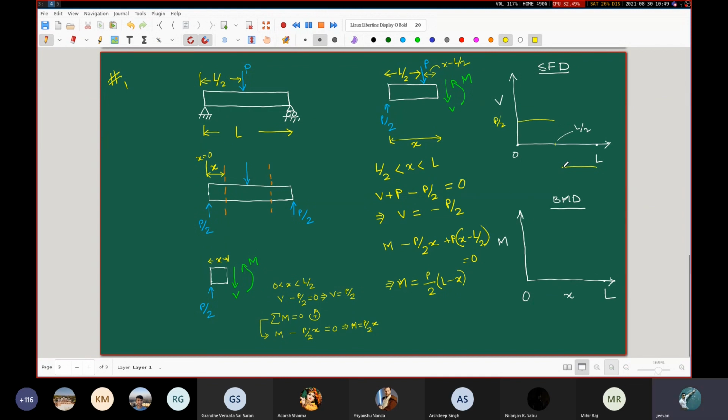And you understand that just like in calculus, where we used to draw a piecewise continuous function with a dotted line, we do the same thing here. You see there is a discontinuity here at x equal to L by 2.